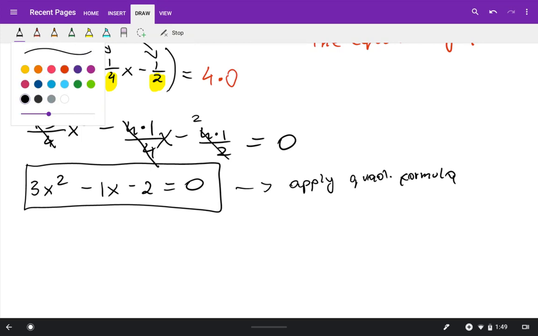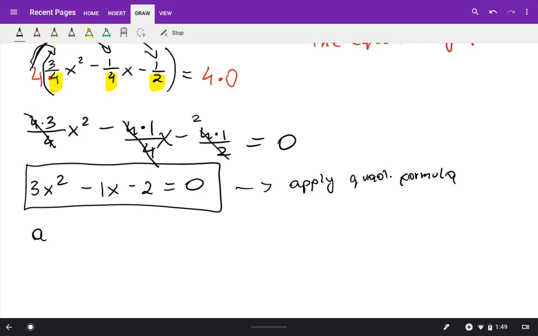Okay, so we need to figure out what is A. A, it's the coefficient in front of x squared, which is 3. B, it's the coefficient which you see in front of x, which is -1. C, it's always the number which stands alone, which is -2.